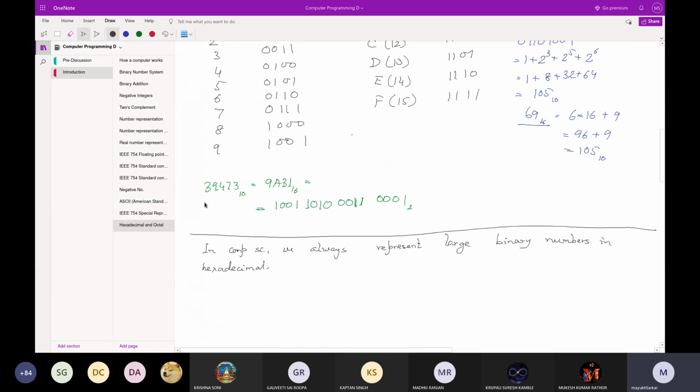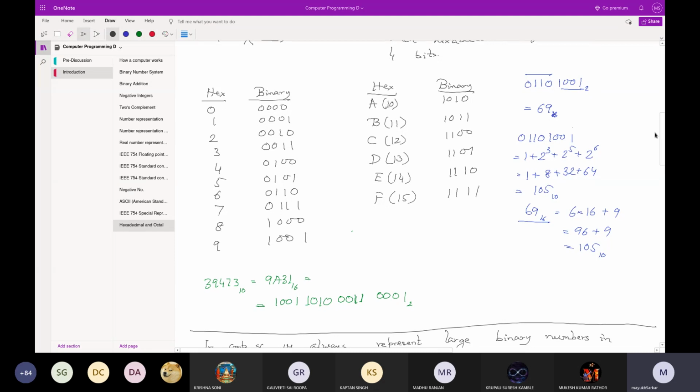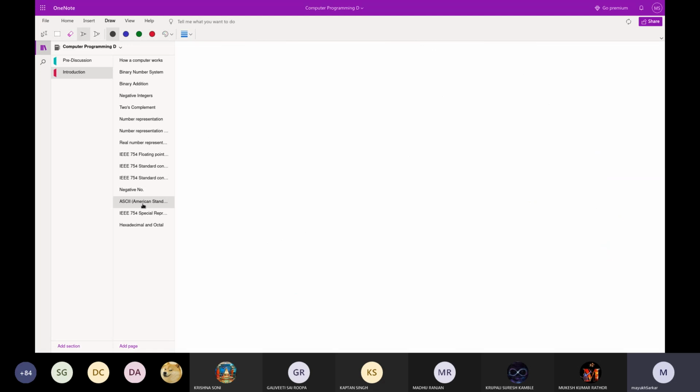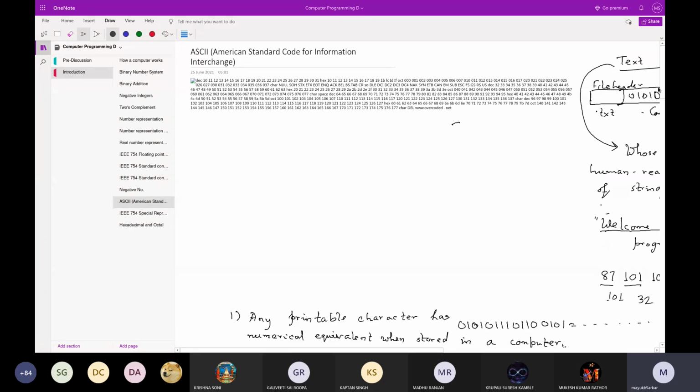Any other query? Any query or anything you fail to understand in this concept of hexadecimal? In fact, anyone? Okay, in fact, the previous day I showed you about this ASCII, right?